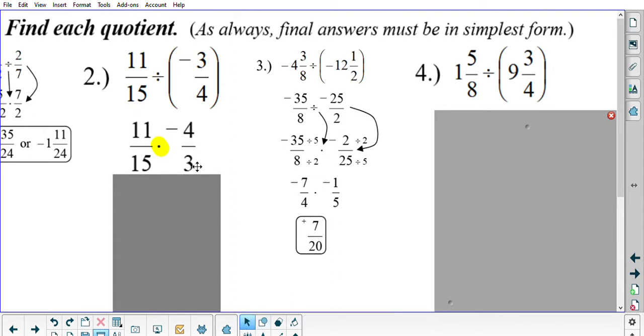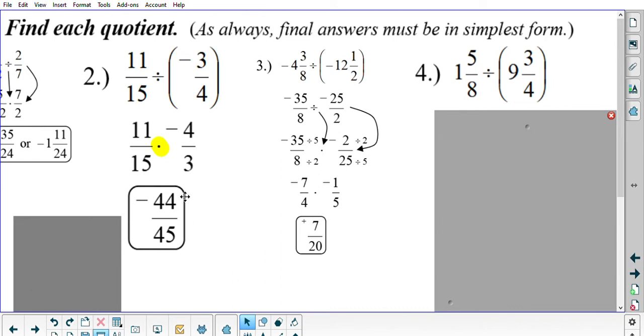With the 11 and the 3, do they have a common factor other than 1 that we could reduce by? No. What about the 4 and the 15? Do they have a common factor that we can reduce by other than 1? No. So we're just going to multiply numerator times numerator. That will give us negative 44. Denominator times denominator. That will give us 45. And that is indeed in simplest form, negative 44/45.